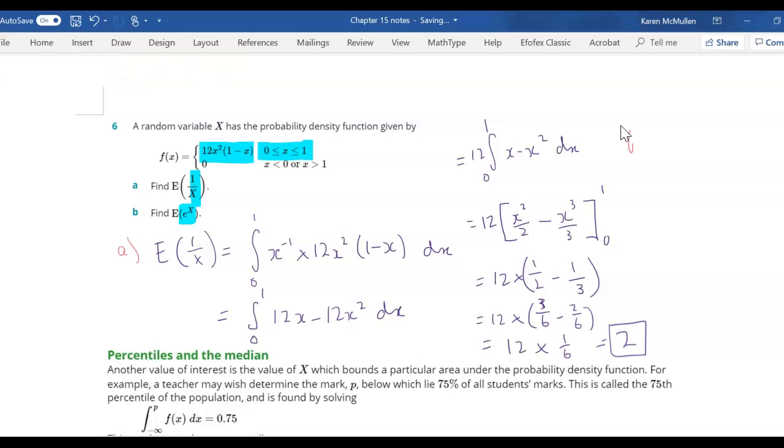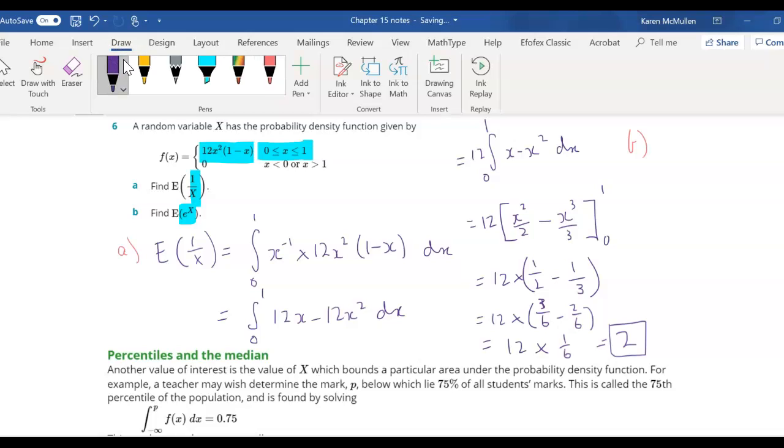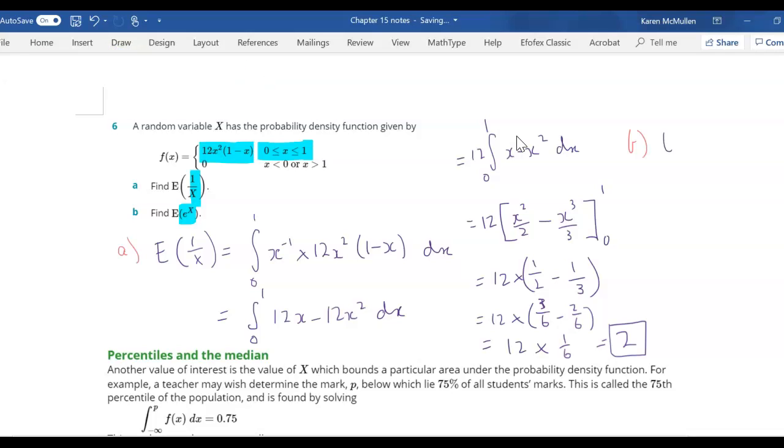All right, now B, let's squeeze that in over here. Okay, so we're finding the expected value of e to the power of x. All right, so we're still going from 0 to 1. We're writing this function, so e to the power of x times f of x. Hopefully I'll write small enough I'll fit it in. Don't forget the dx on the end.